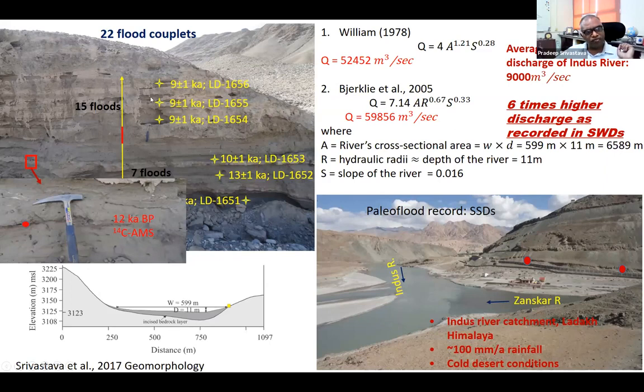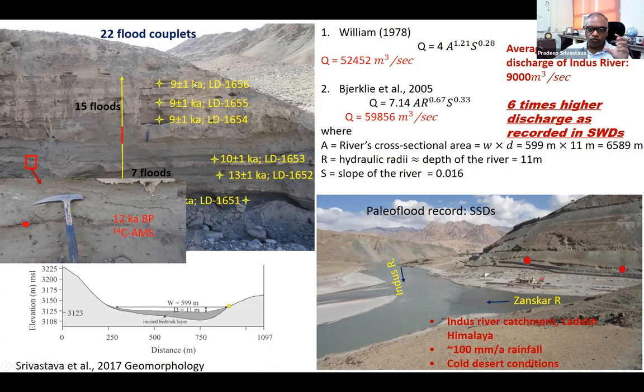We counted the flood deposits and sampled them for various reasons, and these are the luminescence chronology. This is one of the huts I was talking about, the baked layer. We have carbon 14 dates, and we found 22 large floods. You see, we have a cross section at this place, and these flood deposits were lying around 11 to 20 meters above the modern riverbed, right? Using the chronology, we found that these floods were clustered between 13 to 9 ka.